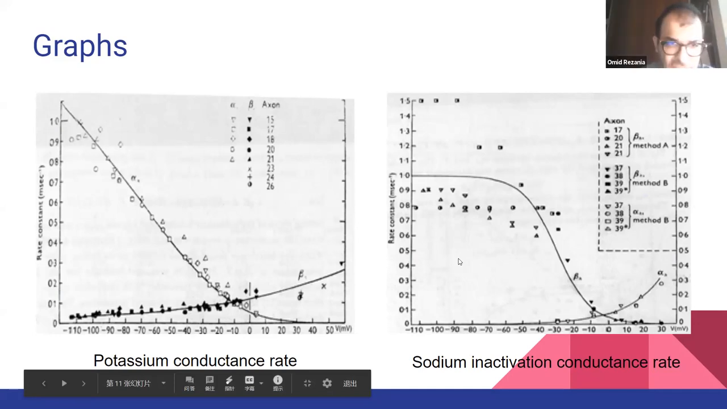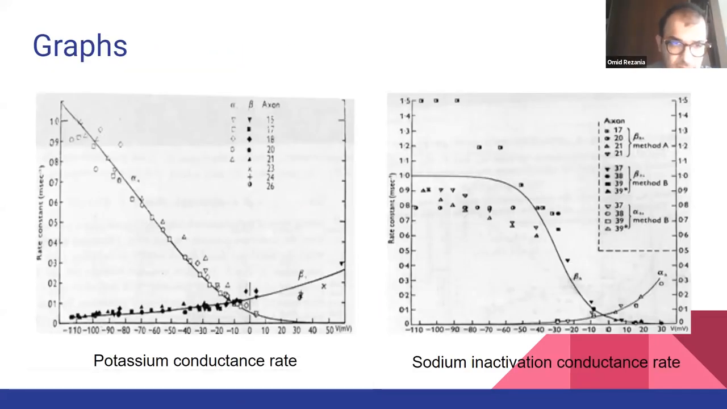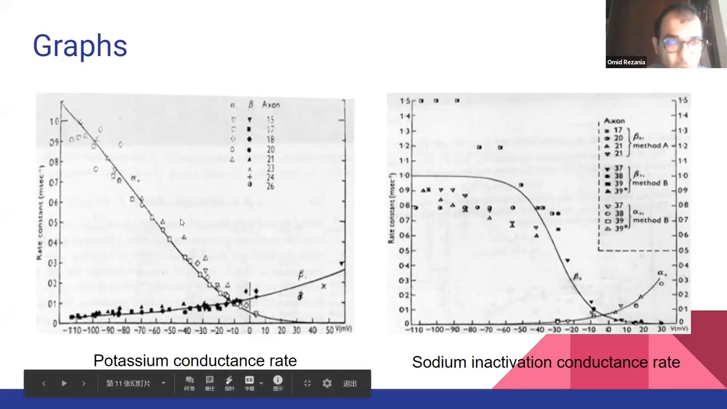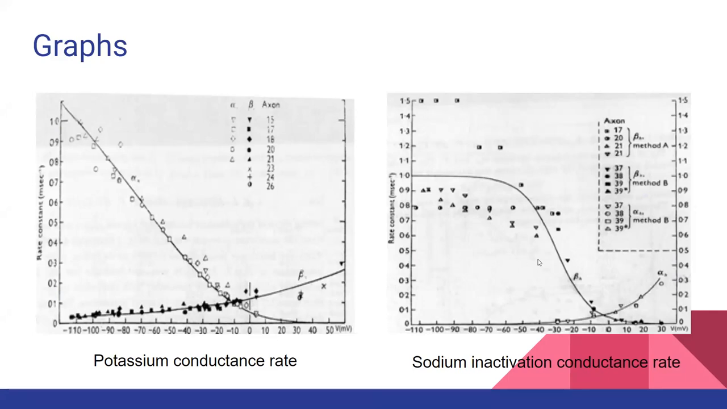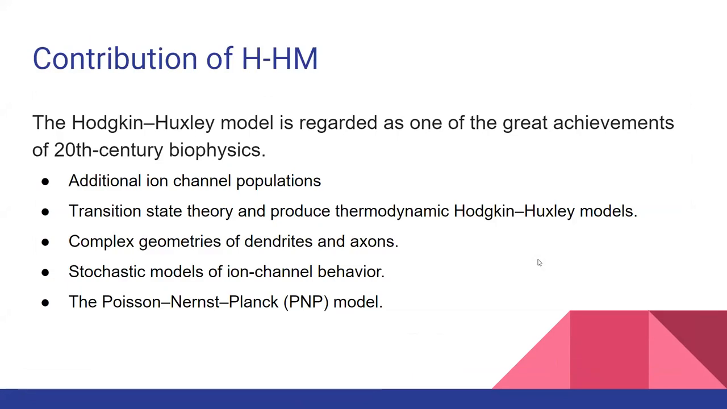Sorry, beta is decreasing, Sean, huh? I mean from the left graph. Alpha is the one which is decreasing, beta is increasing, huh? That's right. Okay, thanks.